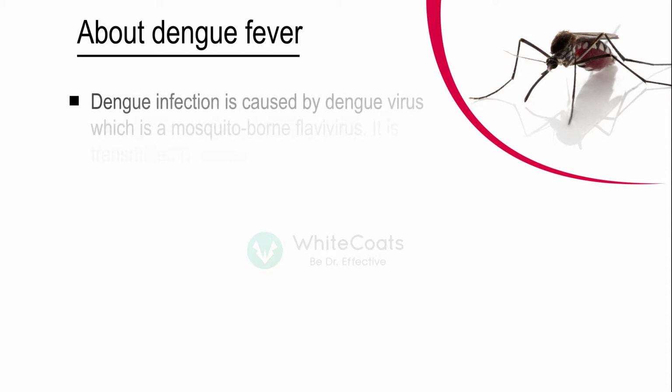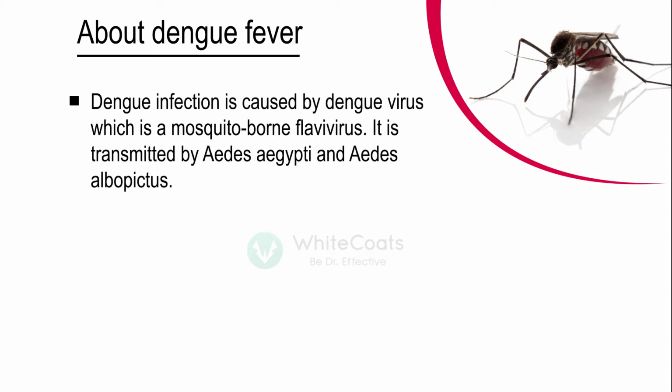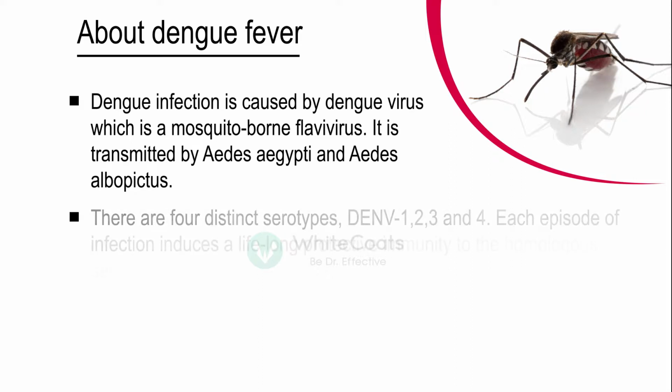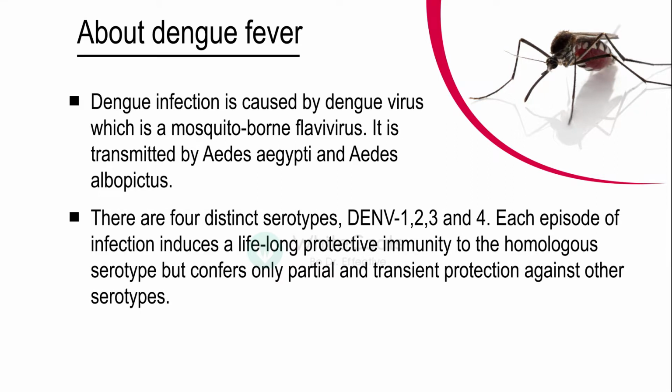Dengue infection is caused by dengue virus, which is a mosquito-borne flavivirus. It is transmitted by Aedes aegypti and Aedes albopictus. There are 4 distinct serotypes: Dengue 1, 2, 3 and 4. Each episode of infection induces a lifelong protective immunity to the homologous serotype, but confers only partial and transient protection against other serotypes.